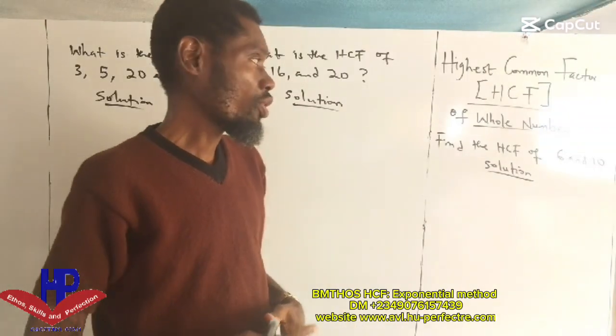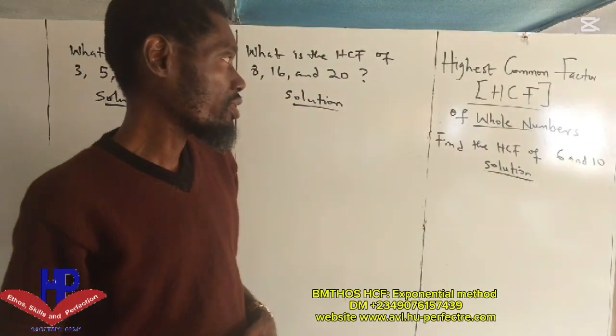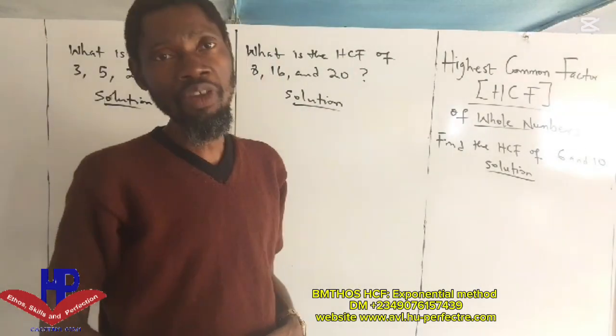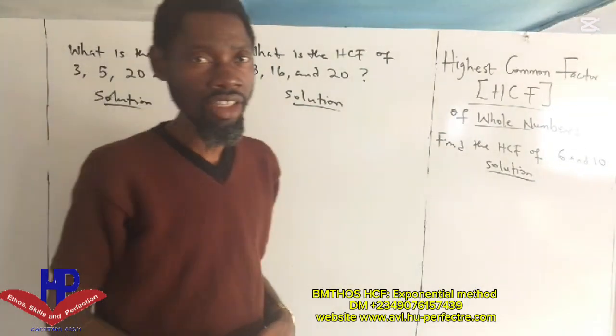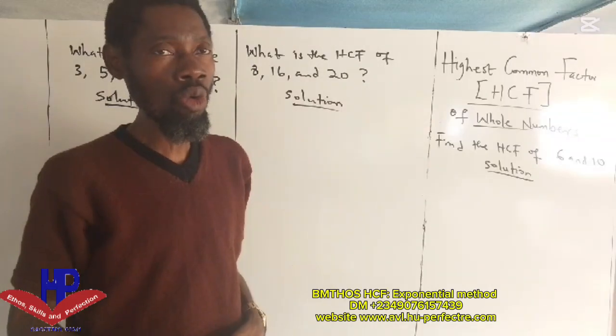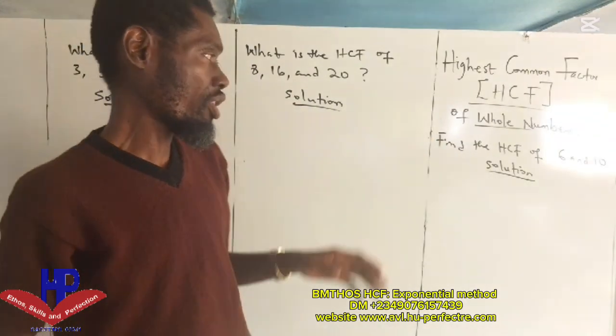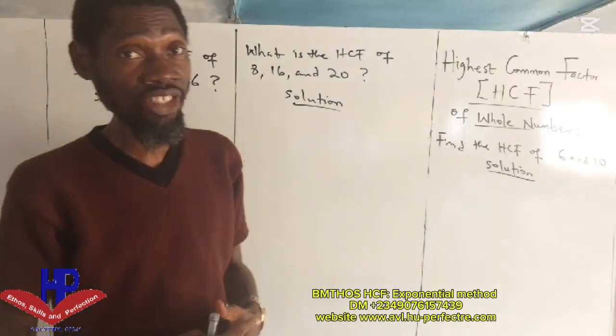Okay, so welcome back to another section, still dealing with highest common factors of numbers. In the previous class, we dealt with the tabular method. I want to show you how to go about the exponential method. I chose to keep these numbers on the board because I want to use the same numbers for the exponential method.